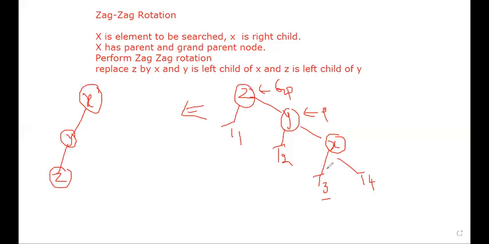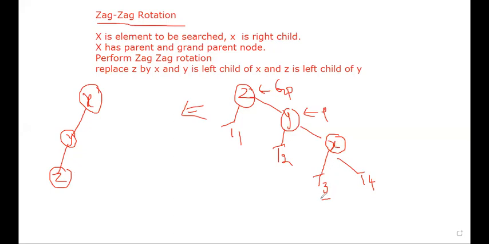So here, X is the element to be assessed, Y is the parent, and Z is the grandparent. In the zigzag rotation, replace Z by X, make Y a child of X, and make Z a child of Y. So T3 is a child node of X.